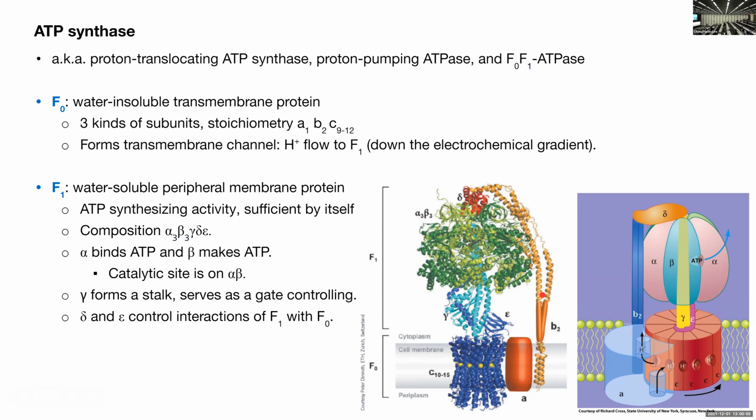And the delta, which is right on top here, and the epsilon, which is interacting with the C subunits on the F0, hold this F1 and F0 together. So when you look at it, it has a long pole, which is B2, and it holds a circular structure here, just like a merry-go-round kind of thing. So it actually rotates there.